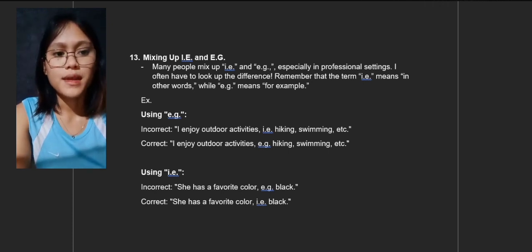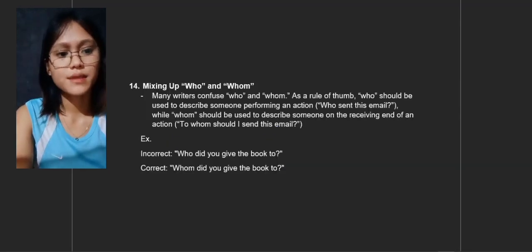So it would be like she has a favorite color, i.e., black.